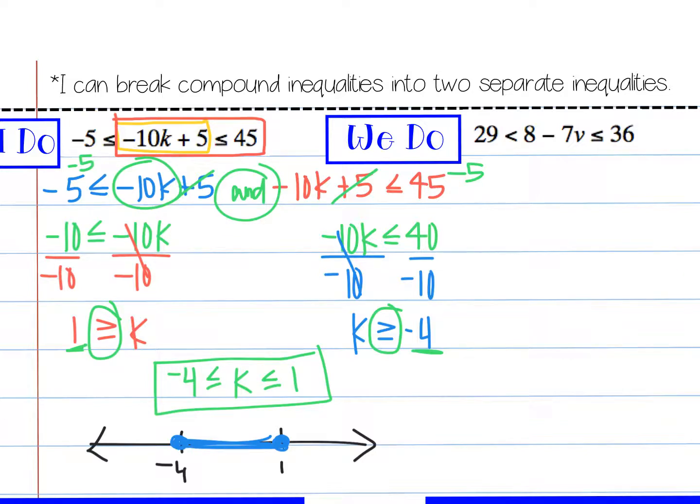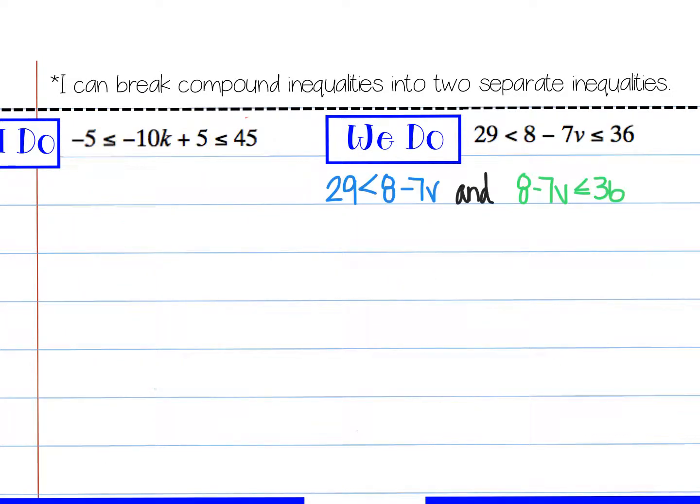All right, I'd like you to pause the video and answer the first 2 questions. So I'd like you to identify if you have 2 inequality signs and write the 2 inequalities like I did. All right, so hopefully you were able to see that the 2 inequalities are 29 is less than 8v minus 7, and 8v minus 7 is less than or equal to 36. So this is the piece that they both share, so it needs to be part of both of those inequalities.